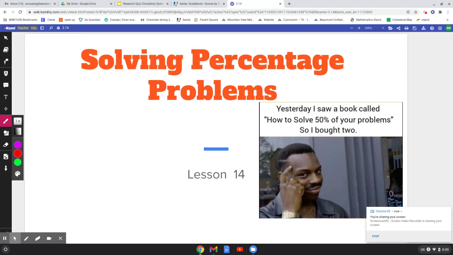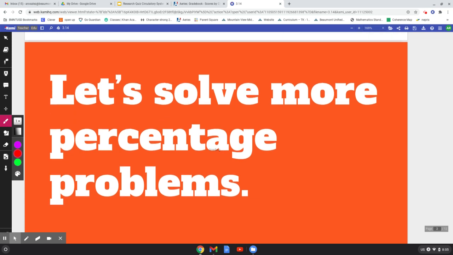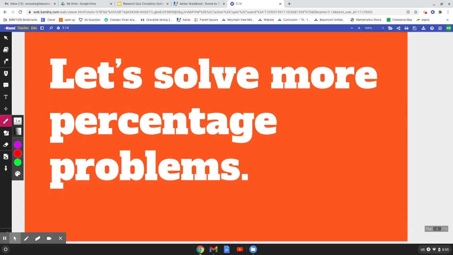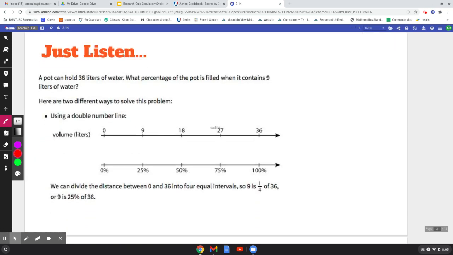Okay, so today we're moving on where we solve percent problems. So we're on lesson 14. Let's solve more percentage problems. So you're just listening for now.